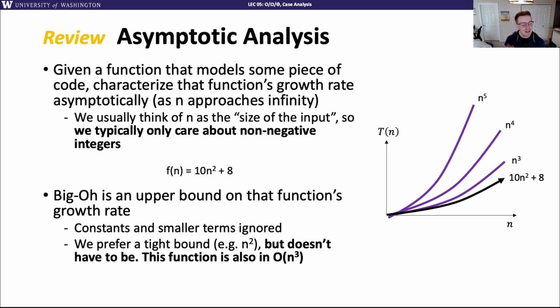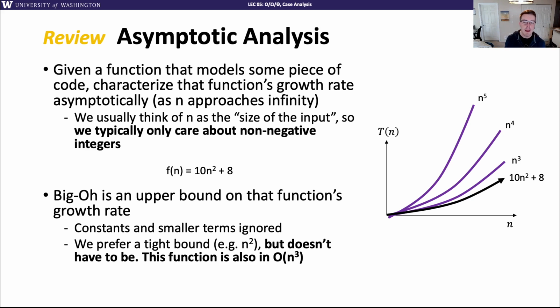That's why one of our unsaid assumptions here is that n is only going to be non-negative integers. We don't worry about negative input sizes because those don't really exist. And also, for most data structures, the input size will be an integer value. You can't have half an element in your data structure. So that's generally an assumption we've been making.